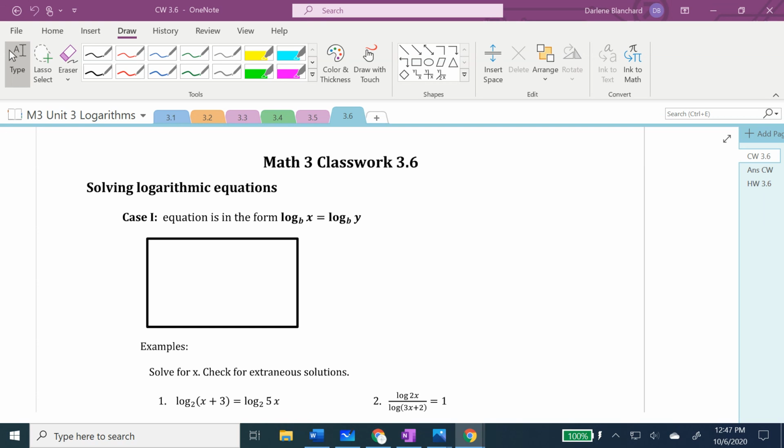And we are learning classwork 3.6. We are now solving log equations. Yay! So there are two situations you're going to run into when you solve log equations.